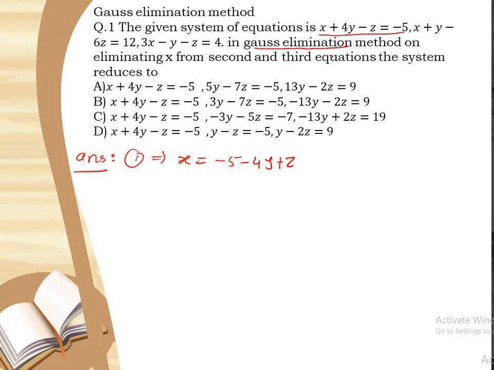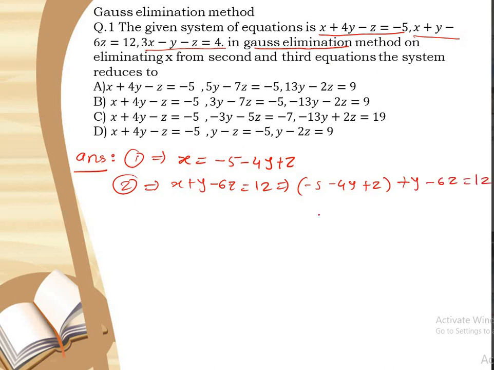So the first equation is x plus 4y minus z equal to minus 5. So that becomes x equal to minus 5 minus 4y plus z. We have to put that value of x in equation second and equation third. This is equation second and this is equation number third. So equation second becomes, if we put the value of x here, x plus y minus 6z equal to 12, and that implies minus 5 minus 4y plus z plus y minus 6z equal to 12.